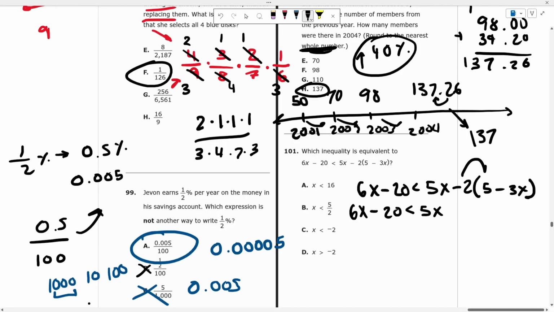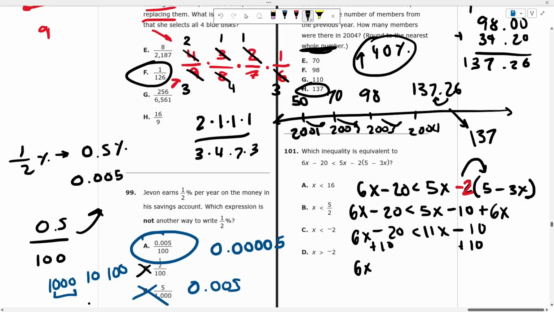And now we have to distribute this negative 2. Do not forget about the negative sign here. This is a negative 2 that we need to distribute. So it's negative 2 times 5, which is negative 10, and distributing it to the negative 3x, negative 2 times negative 3x is positive 6x. Okay? So now we can start combining like terms. 6x minus 20 is less than 5x plus 6x, which is going to be 11x minus 10.